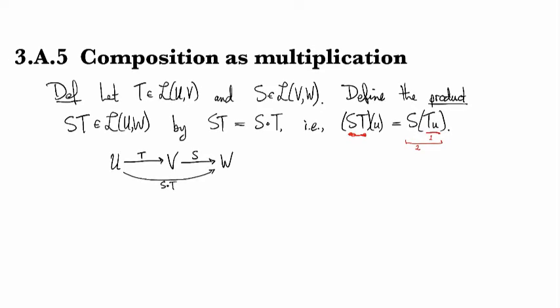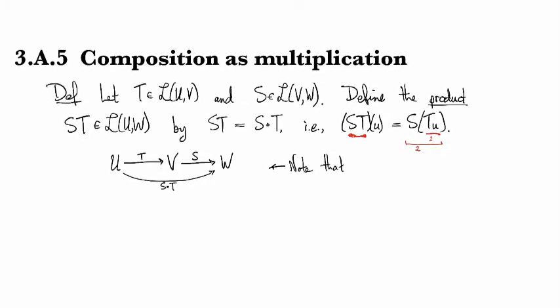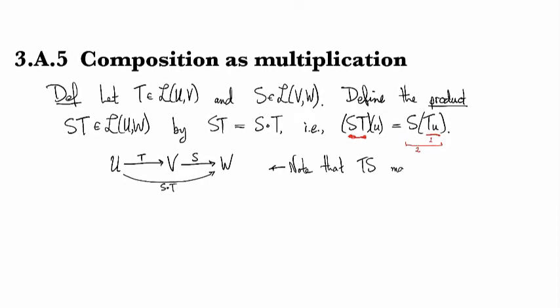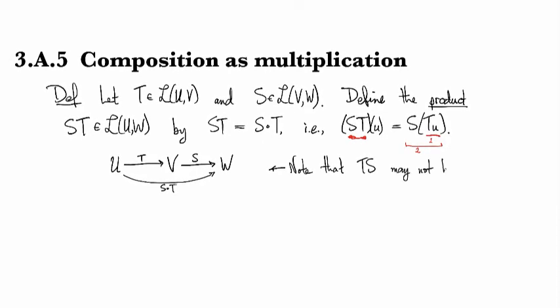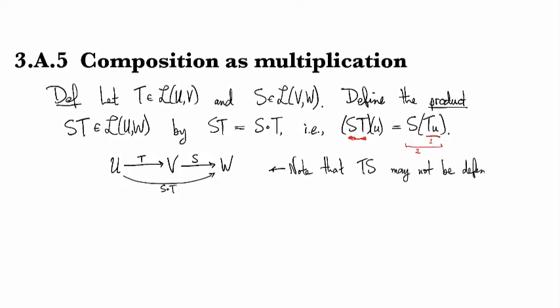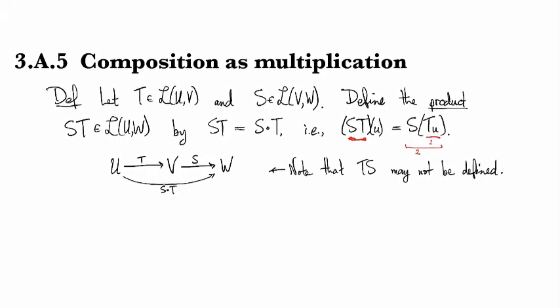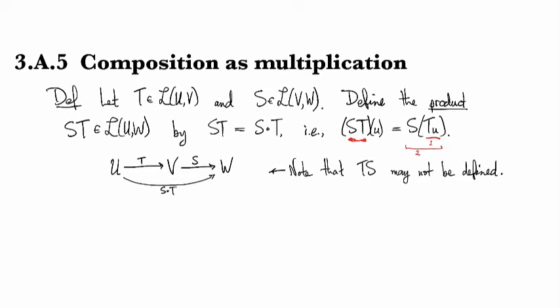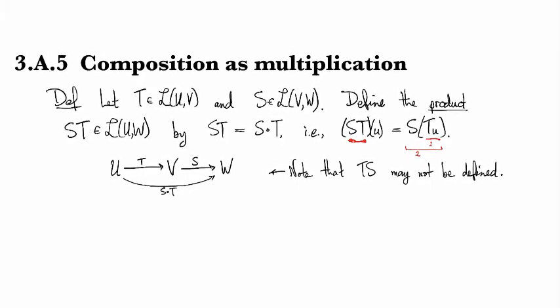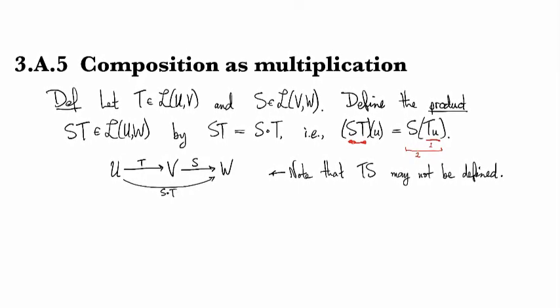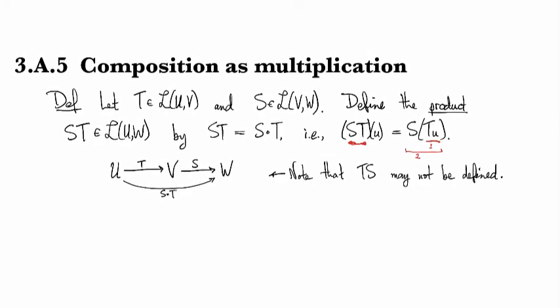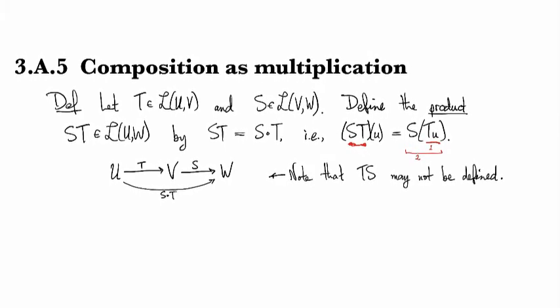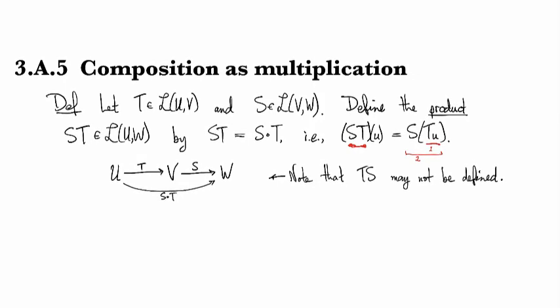And so in particular, that means that the product might only be defined one way. So TS may not be defined, right? In order for TS to be defined, well, that would be doing S first. So that means that the domain of T would have to equal the codomain of S. So in other words, U would have to equal W. But if U doesn't equal W, then maybe TS isn't defined.